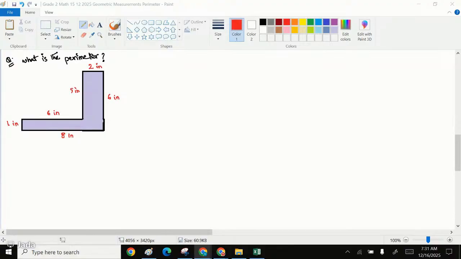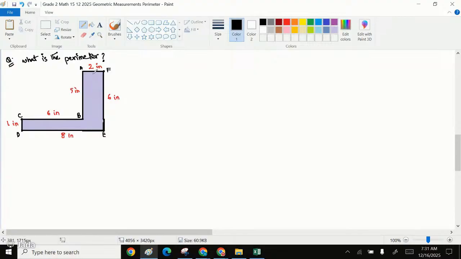What should I do? We should directly add or we should label? I think this shape, it's better to label because there are so many sides, right? So let's do the labeling. Let's try label. If I say this is A, then this point is B, this is C, this is D, this is E, and this point is F, right? So labeling makes our life easy.